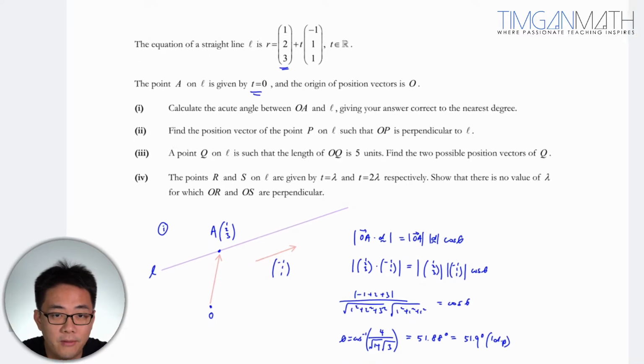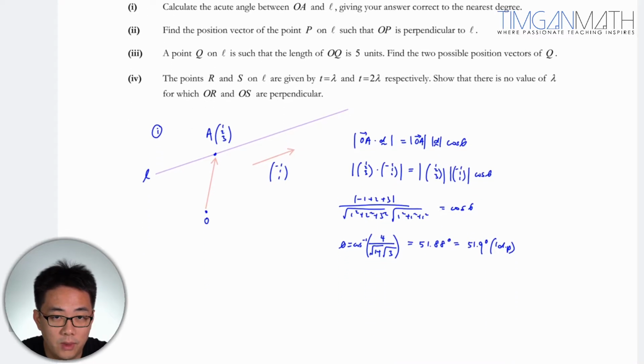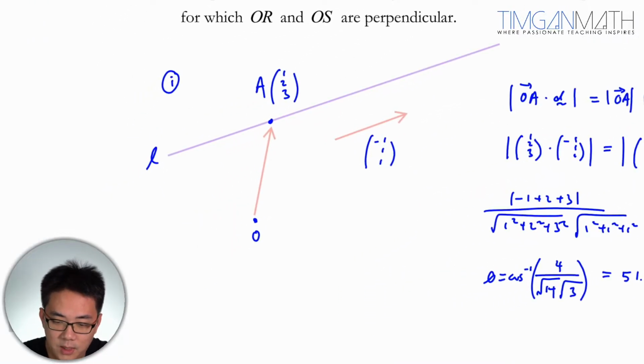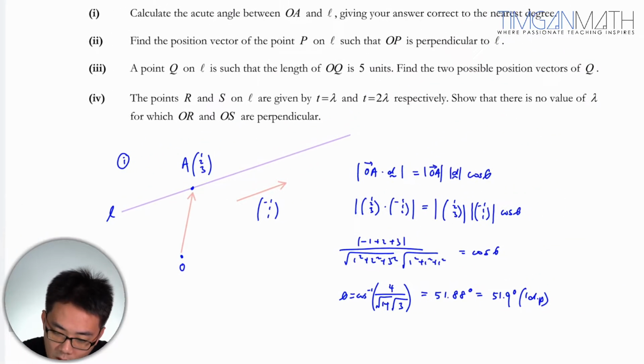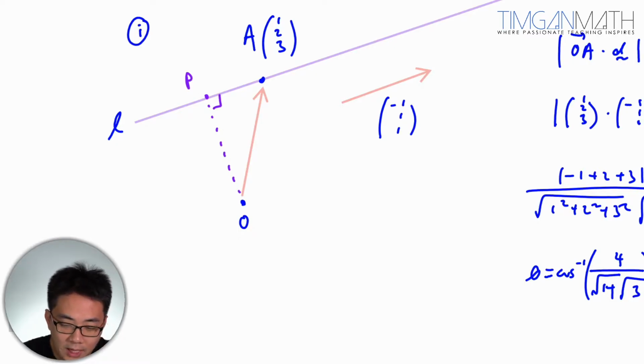So let's look at the second part. Find the position vector of P on L such that OP is perpendicular to L. Okay, great. So P, we don't know where P is. OP is perpendicular to L. So let's say this is P here. Okay, we need to find this P here. So P is on the line equation L.